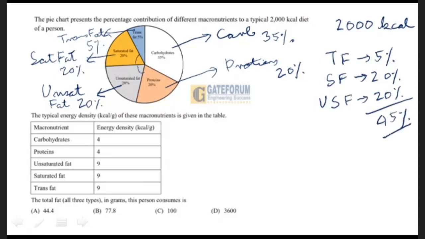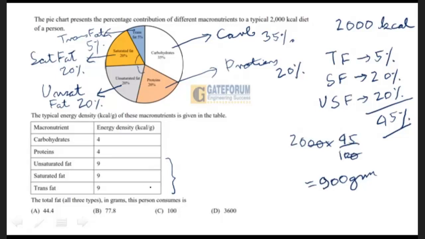Okay. So by the way, all of these, the energy density is the same, 9 kilocalorie per gram. So rather than applying individually, we can apply them together. So the energy contribution for all of these would be, first of all, 2000 into 45 by 100, because 45% of 2000 kilocalorie. So that would be 900 kilocalories.